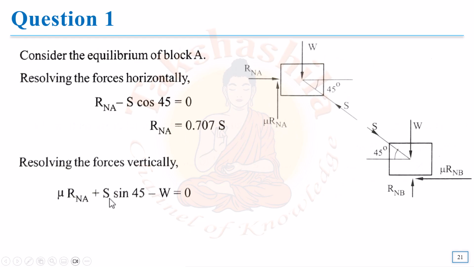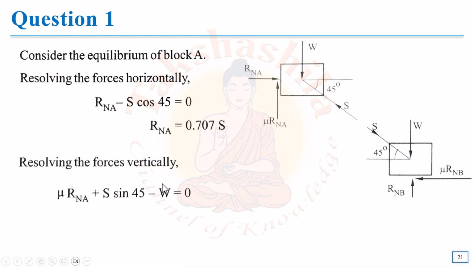So let us try to apply the condition of equilibrium. Sigma V is equal to 0, or the sum of vertical forces is equal to 0. Now I have mu times RNA acting in the upward direction, so we will take that as positive. W is acting in the downward direction, so we will take it as negative. In addition, we will have a component of this compressive force, right? This compressive force will have a component acting in the upward direction, and the value will be S times sine 45. So the two forces acting in the upward direction are mu times RNA and S sine 45. Both of those forces should be considered positive. W is acting in the downward direction, so we will consider it negative.